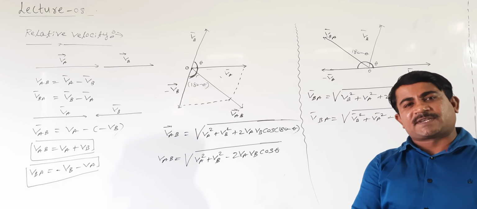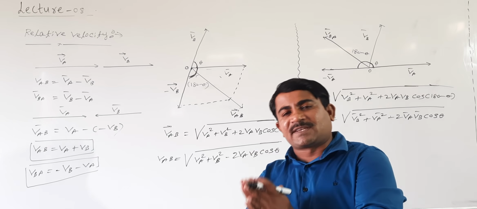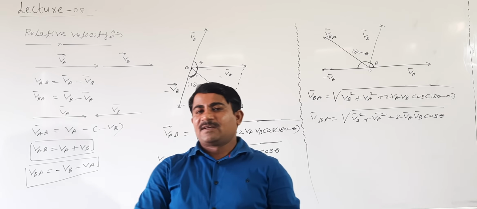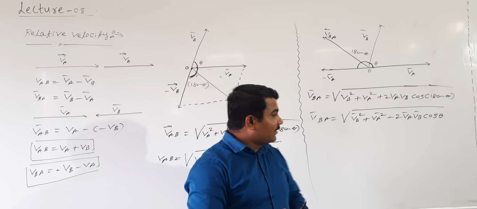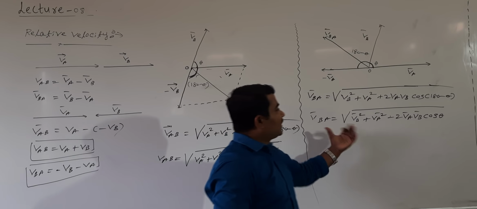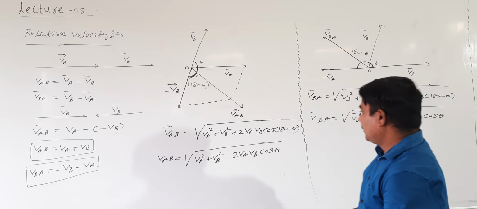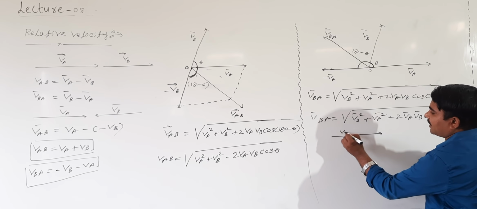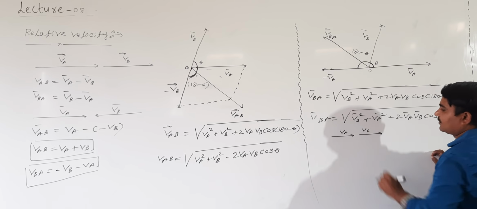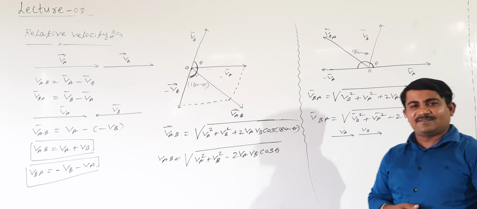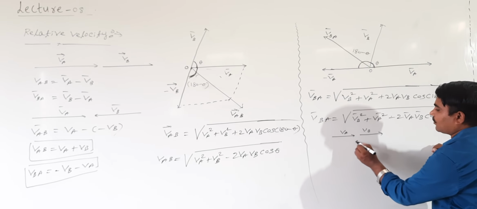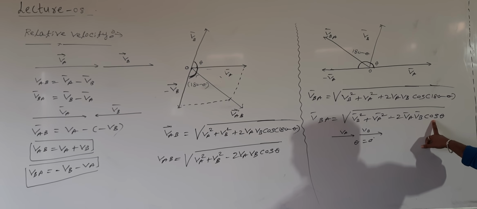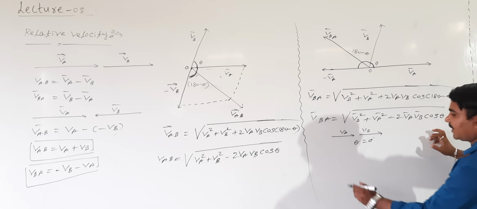Then students, we already said that if two bodies are in the same direction, I represent VA minus VB or VB minus VA, right? How did this come about? You can conclude from this formula. If both VA and VB are in the same direction, how to take it? Theta equals how much? Theta equals 0. If theta equals 0, cos 0 is 1. Then what is remaining?